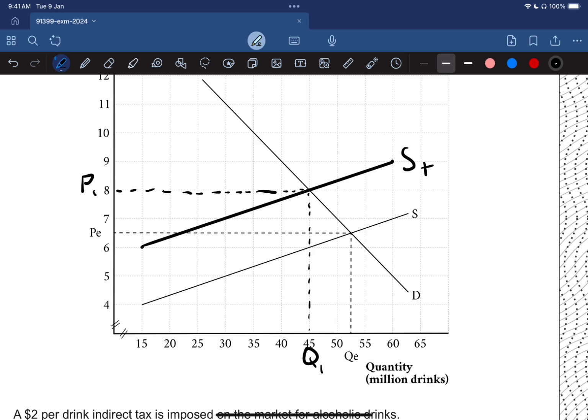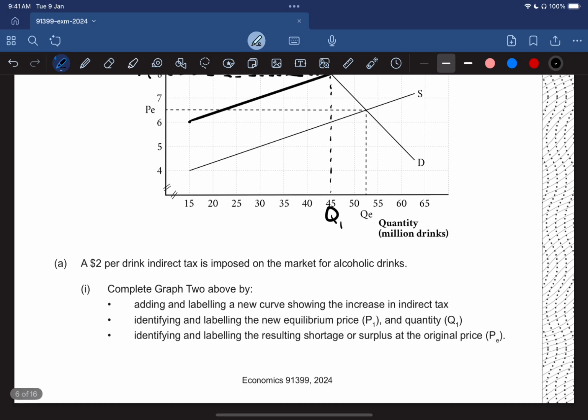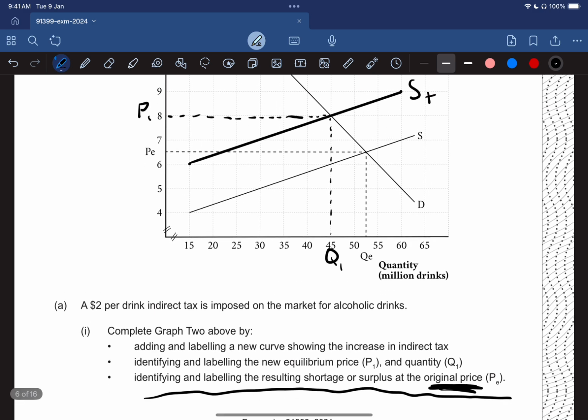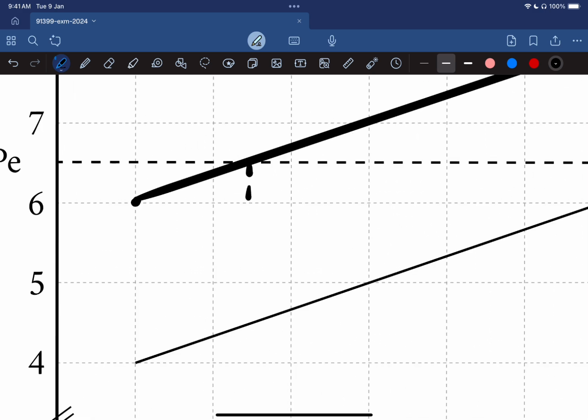Okay, now, guys, they want us to look at the original shortage. I think it says it here. So identify and label the resulting shortage or surplus at the original price. Okay, so this does sound a bit confusing, guys, but this is probably one of the easier excellence sections in 3.1. But just for drawing this on the graph, essentially, guys, what we're going to do is just draw it where the new supply curve and the original price meet each other. Okay, so that's going to be this point right here, guys. So coming down here.